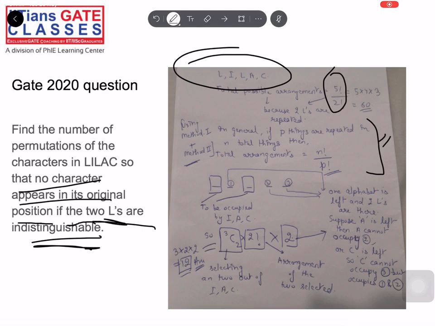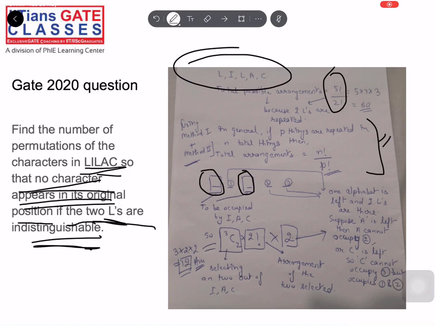Okay, so what I'll say is, if you see this position and this position, these two were occupied by both the L's in the original word. That means these two positions can be occupied by either I, A, or C. L cannot come because the condition is no character should appear in its original position, right? So these two positions are occupied by either I, A, C. That will give us our different words.